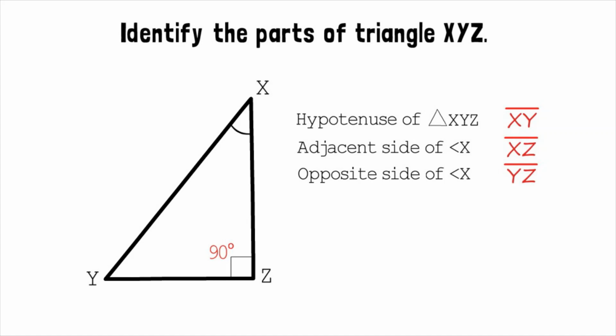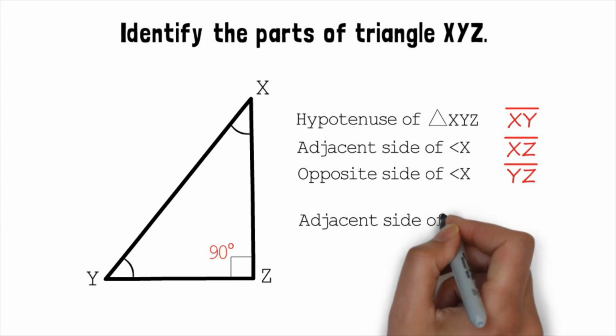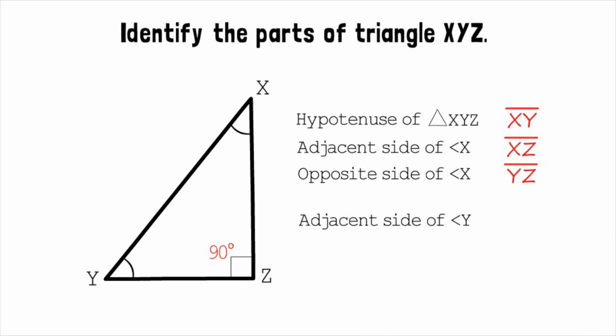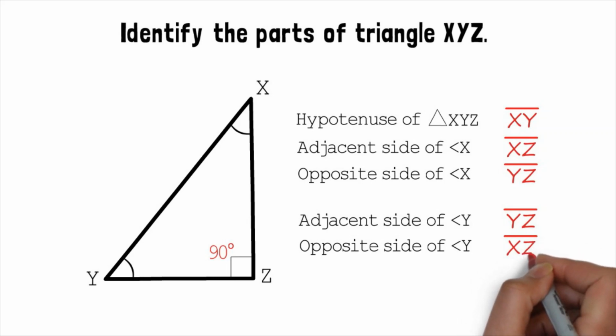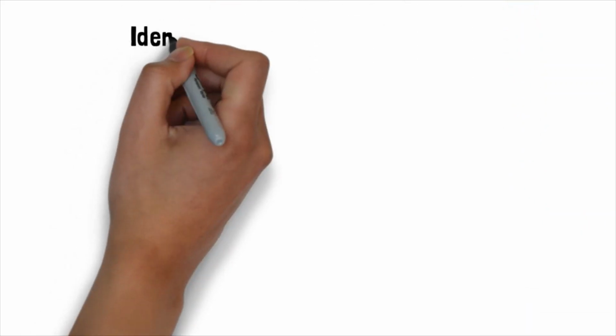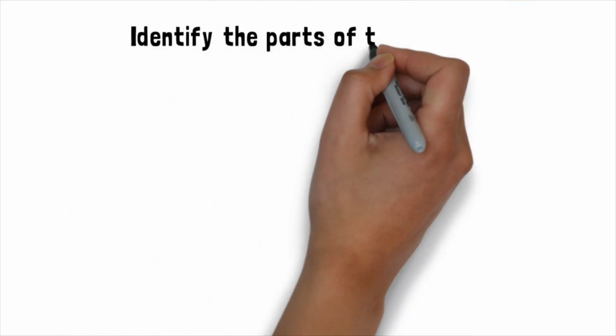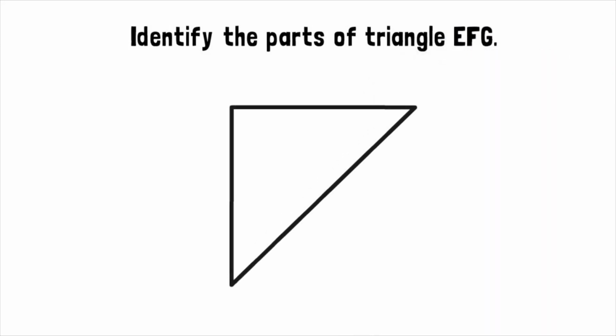Ngayon naman ang focus natin ay ang ating angle Y. Ang adjacent side ng ating angle Y ay ang side sa pagitan ng angle Y at right angle. So that is the side or the line segment YZ. While the opposite side naman ng ating angle Y, which is the line segment XZ, will serve as the opposite side. Now your turn. Identify the parts of our right triangle EFG.